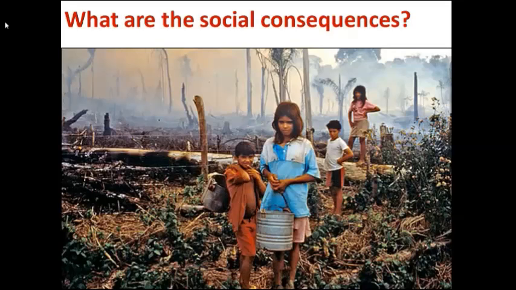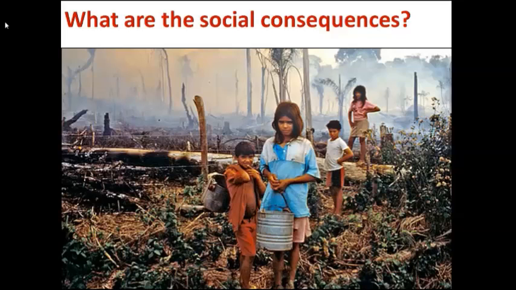So what are some of the social consequences? It can cause a loss of culture. For example, people who live in a rainforest may depend on the natural environment for food, shelter, materials for cooking, as well as clothing. If the forest is cut down or if their environment becomes polluted from oil extraction and mining, they may also be forced to move or risk starvation and sickness.